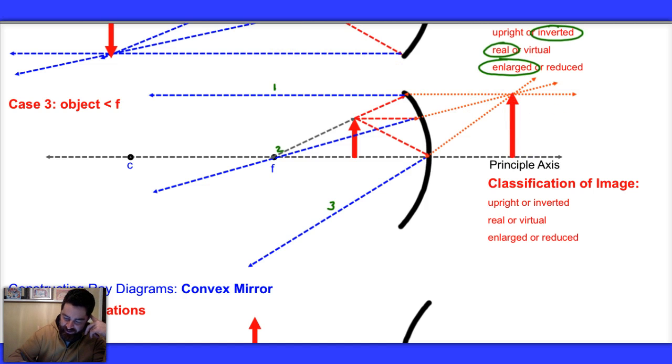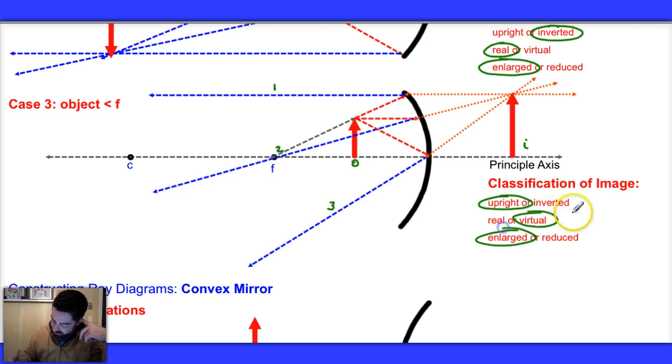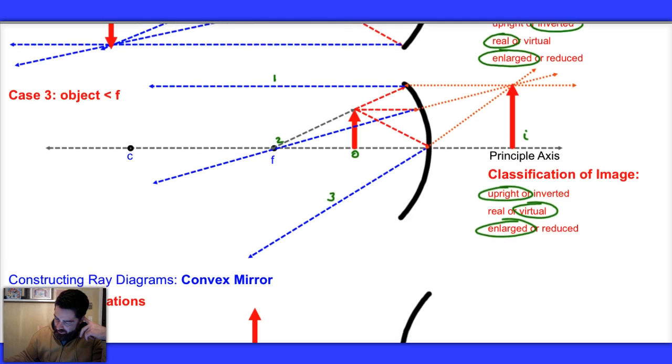Let's go ahead and classify this thing. Here's my object. Here's my image. It is upright, it is virtual, and it is enlarged. Again, virtual because these orange rays don't actually exist. All right, let's go ahead and move on to our last case.